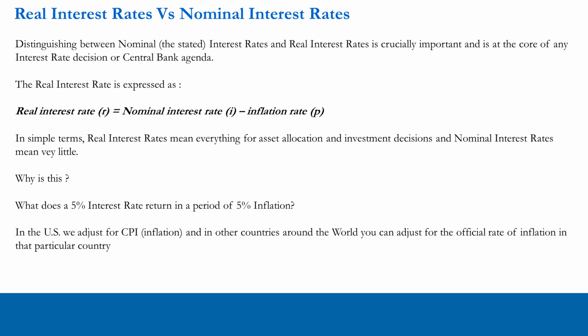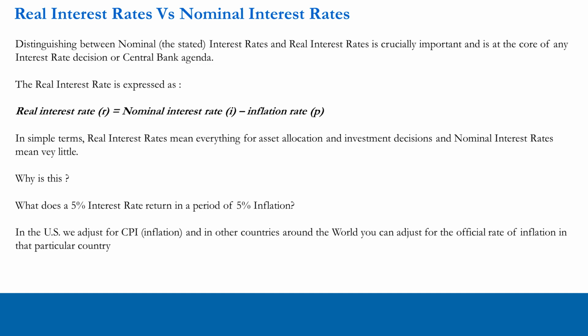Why is this? Well, let's say the official rate is 5%, okay? What does a 5% official interest rate return in a period of 5% inflation? Well, in real terms, 0. So in the United States, we adjust for CPI, the Consumer Price Index, which is the level of inflation. We adjust for CPI, and in other countries around the world, all you have to do is adjust the official rate by the official rate of inflation in that particular country.